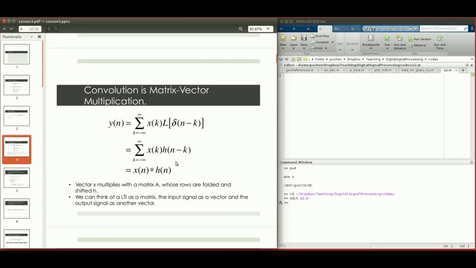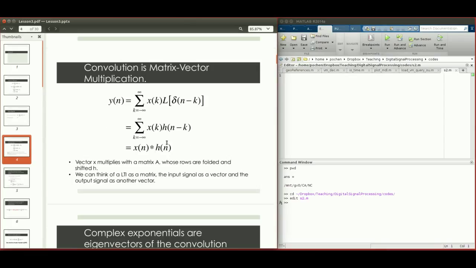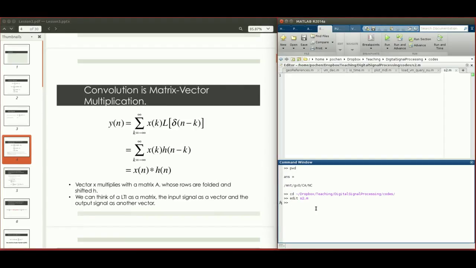But there's another way for implementing convolution, and Matlab actually gives you several functions for you to do that. You can implement the convolution as a matrix vector multiplication. So basically, you can use linear algebra operations to implement the convolution, right? And the way for doing that is actually quite convenient.